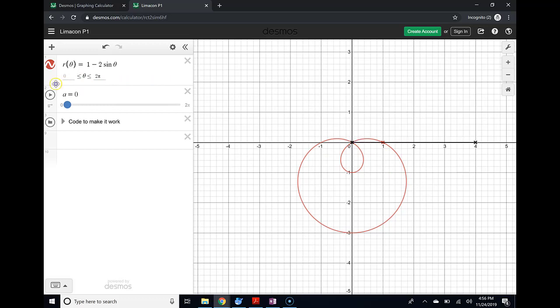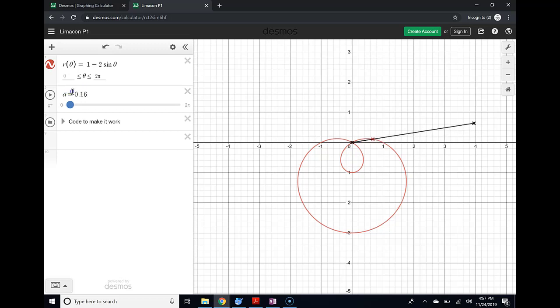So, I'm going to go ahead and hit the play button once and see this run through. So that's the trace that we make. In order to figure out the area of the inner loop, we need to know what interval we're actually tracing out that inner loop in. I need to figure out, when do we start and when do we stop? Because it's not at 0 and 2 pi, right?